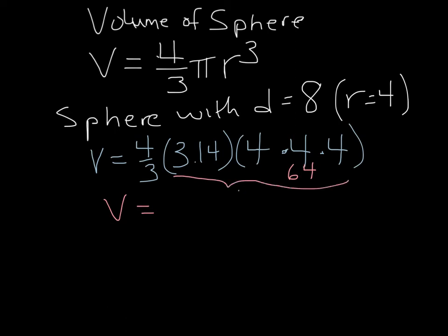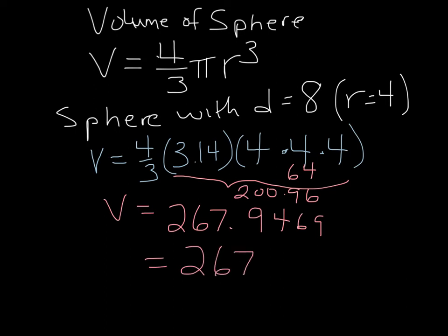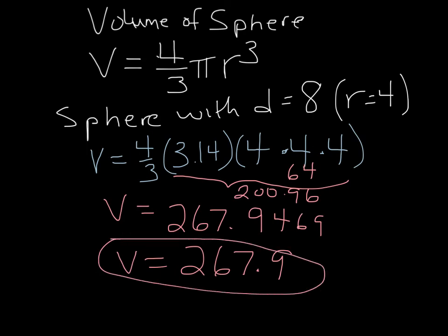200.96. So I'm just going to write this here as a note to ourselves. Times 4, that's 803.84. Also notice I am not rounding, okay? I'm keeping these numbers as they are. So I have 803.84 divided by 3. So the volume comes out to 267.9467, or 267.9 as my volume. Okay, rounding to the nearest tenth.